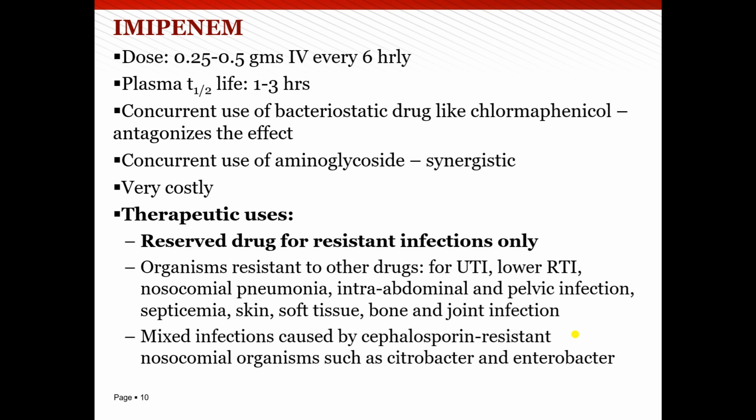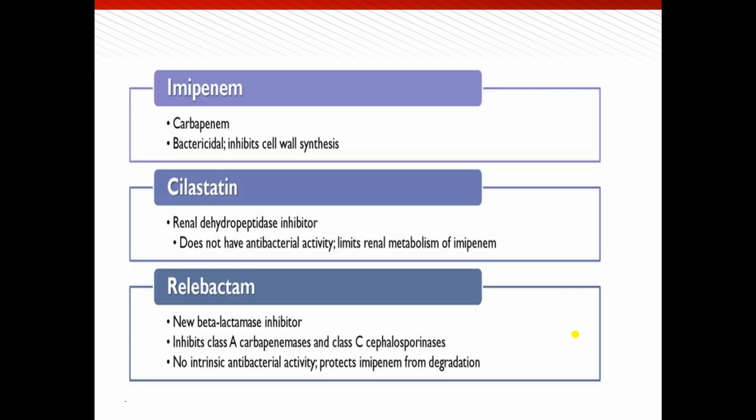It can also be used for the treatment of mixed infections which are caused by cephalosporin resistant nosocomial infections such as Citrobacter and Enterobacter. So imipenem is a carbapenem which is a bactericidal drug and inhibits cell wall synthesis. It is always given in combination with cilastatin, which is a renal dihydropeptidase inhibitor. It does not have antibacterial activity of its own but limits the renal metabolism of imipenem and thus prevents the nephrotoxicity.